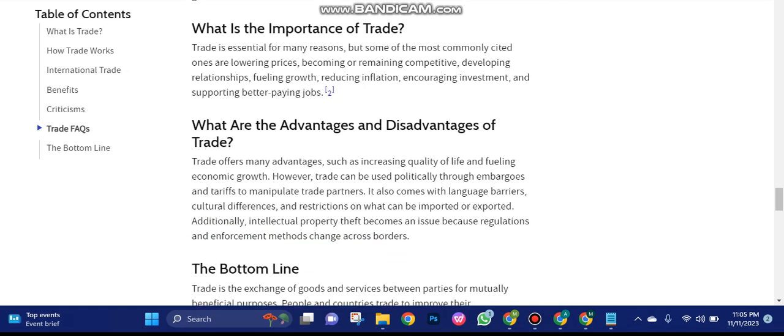What are the advantages and disadvantages? Trade offers many advantages such as increasing quality of life and fueling economic growth. However, trade can be used politically through embargoes and tariffs to manipulate trade partners. It also comes with language barriers, cultural differences, and restrictions on what can be imported or exported. Eventually, intellectual property theft becomes an issue because regulations and enforcement methods change across borders.